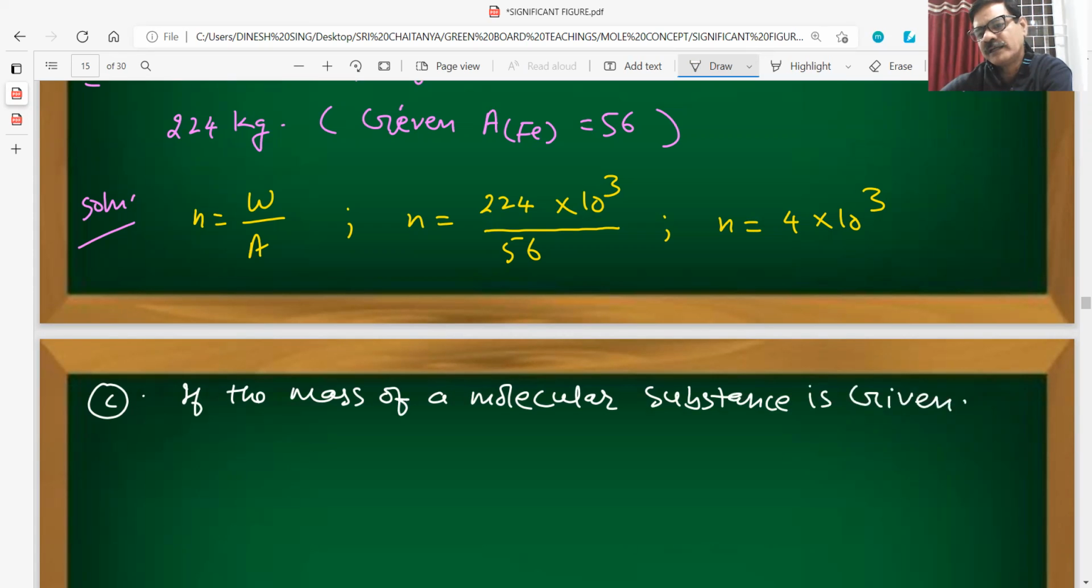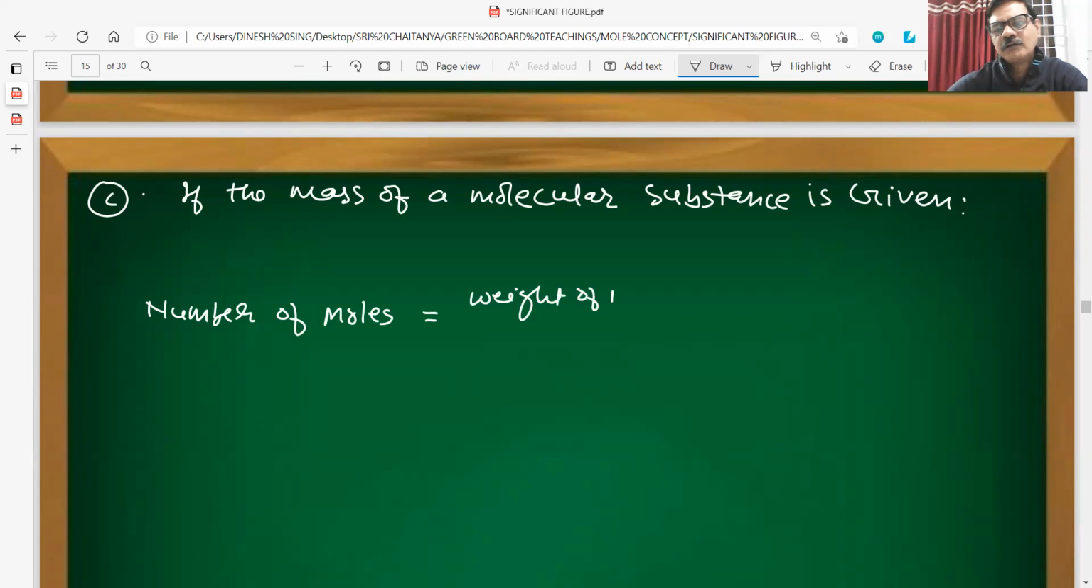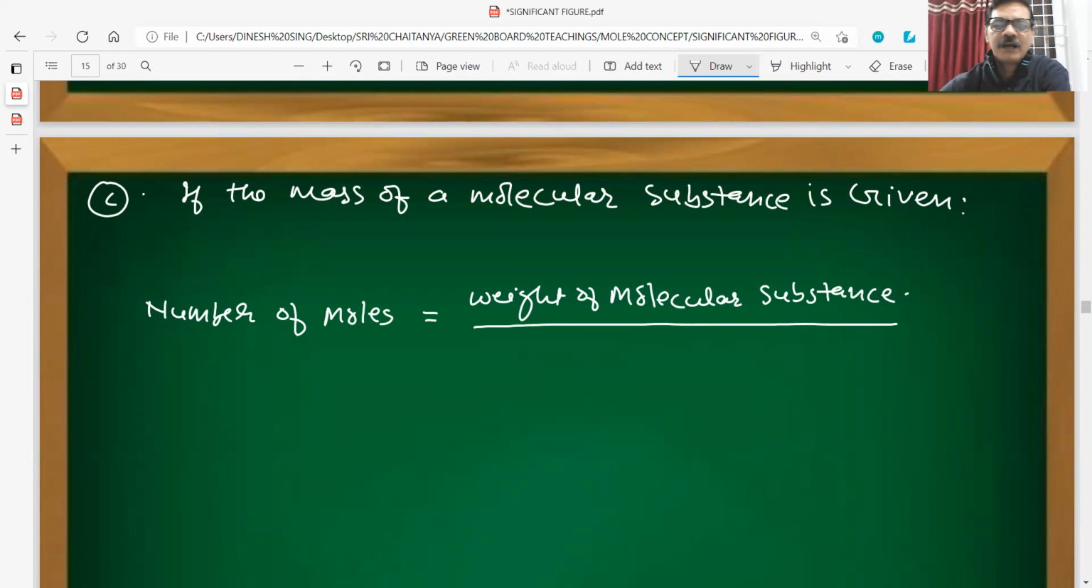In such cases, how can we calculate the number of moles? For such cases, the number of moles will become equal to the weight of molecular substances, like CH4, H2O, etc., divided by the gram molecular weight, or simply molecular weight, gram molecular mass or weight.